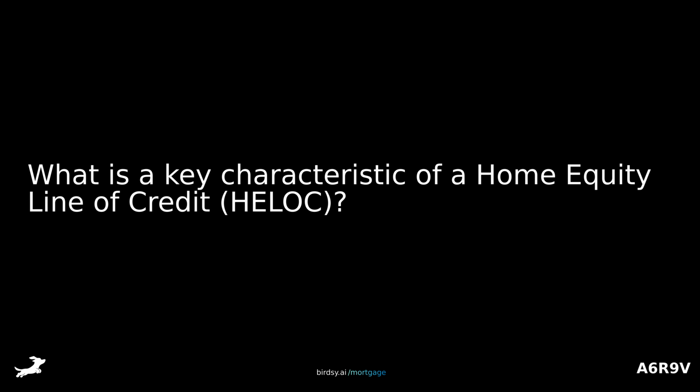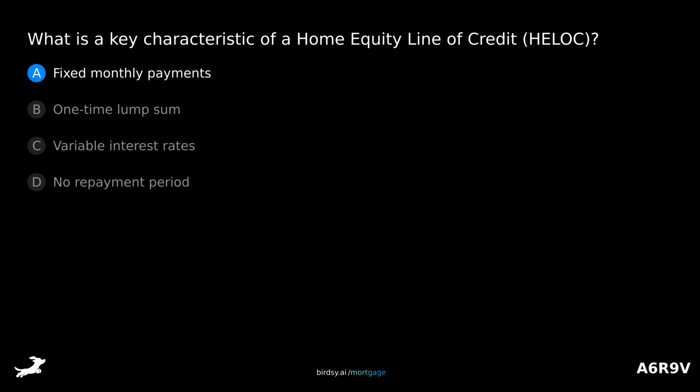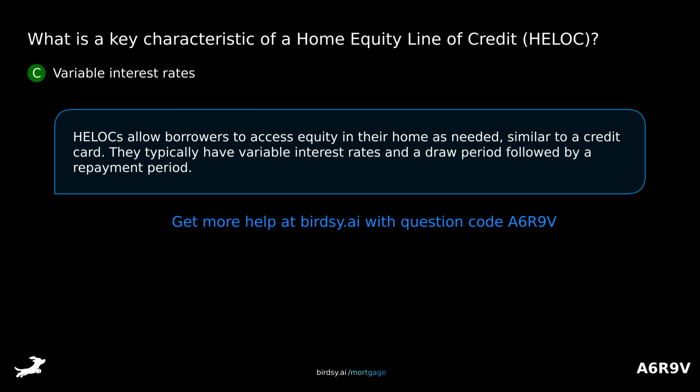What is a key characteristic of a home equity line of credit? Is it A, fixed monthly payments, B, one-time lump sum, C, variable interest rates, or D, no repayment period? The answer is C, variable interest rates. HELOCs allow borrowers to access equity in their home as needed, similar to a credit card. They typically have variable interest rates and a draw period, followed by a repayment period.